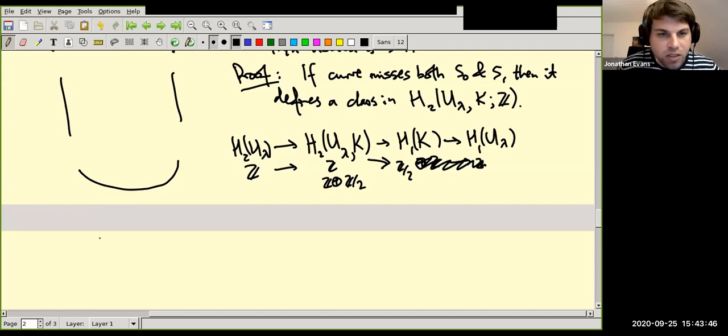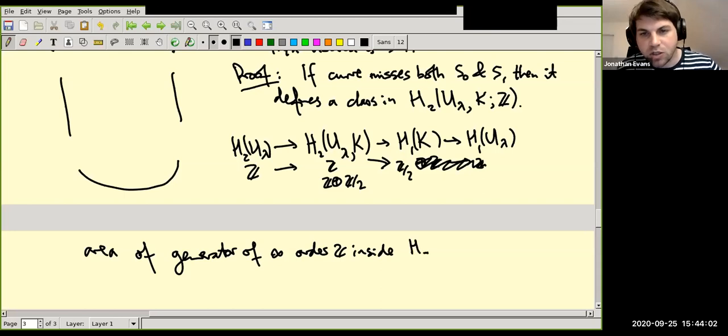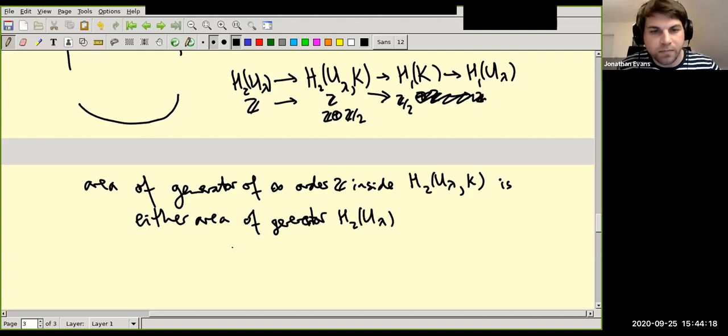So maybe I should say this in a better way. The area of a generator of the infinite order Z inside H2 of this relative group is either the area of a generator of H2 of U lambda, or half of that.